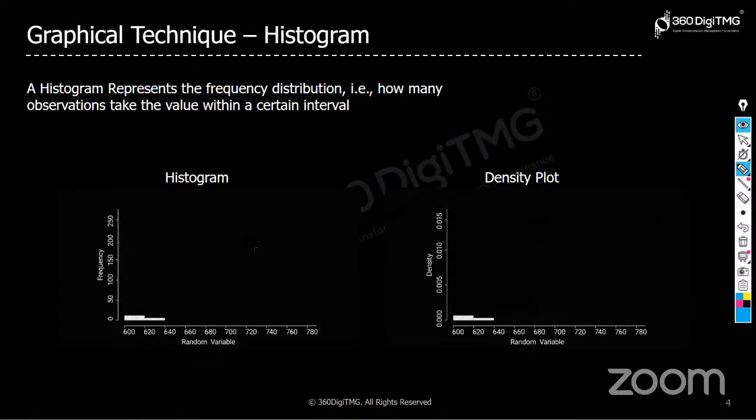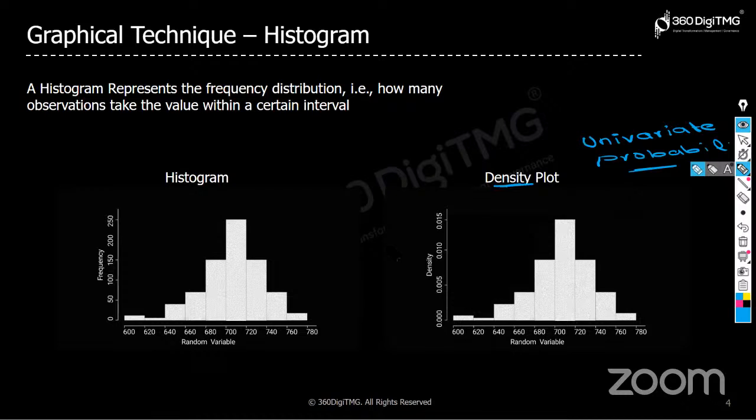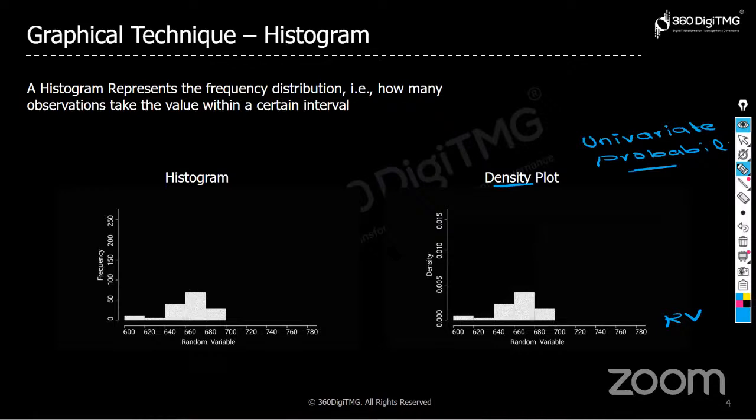And coming to the second one, we have the density plot. A density plot is also a univariate plot, useful for one variable, and this is called a probability distribution. So the histogram is called a frequency distribution, and this one is called a probability distribution. When plotting a density plot, on the x-axis we will have the random variable, and on the y-axis we will have density or probability. The only difference between a histogram and a density plot is that on the y-axis, for a histogram it is frequency, and for a density plot it is density or probability. Apart from that, everything else is the same, including how the chart looks.